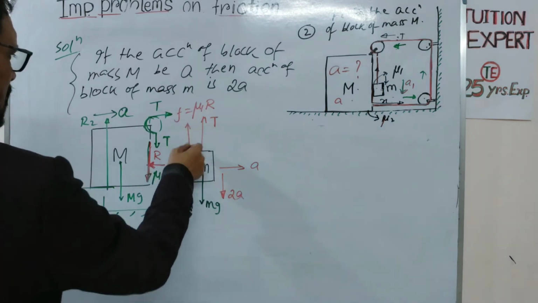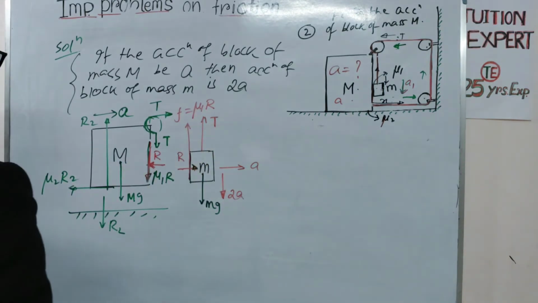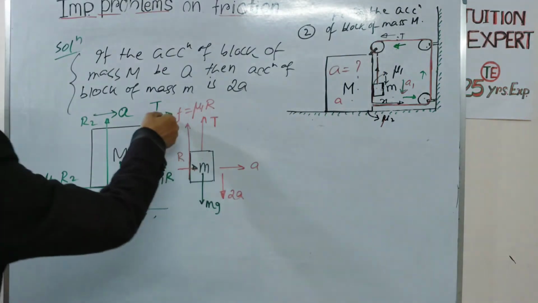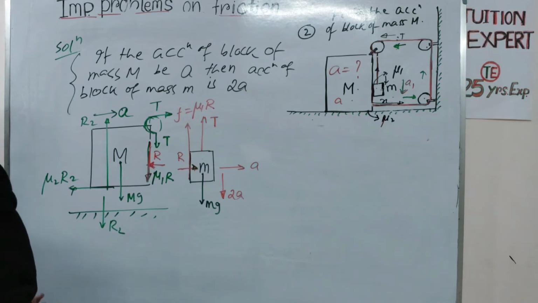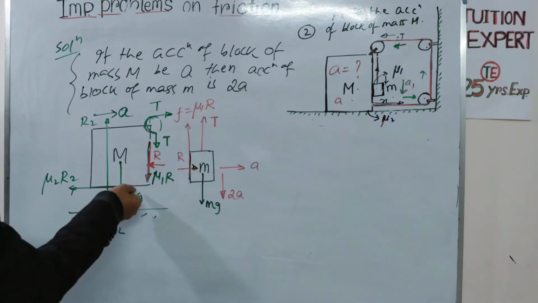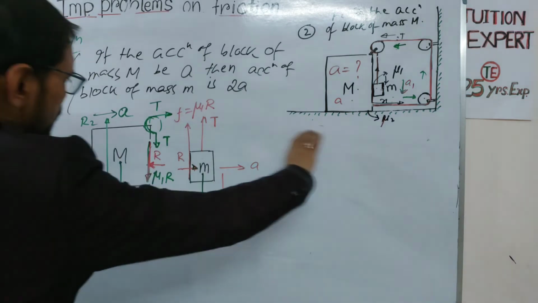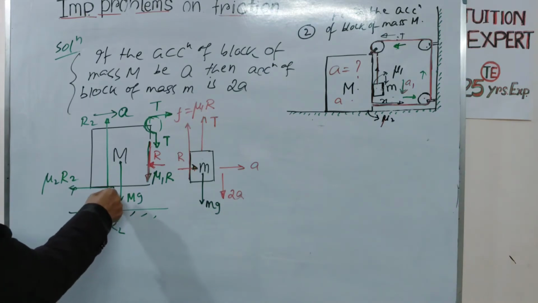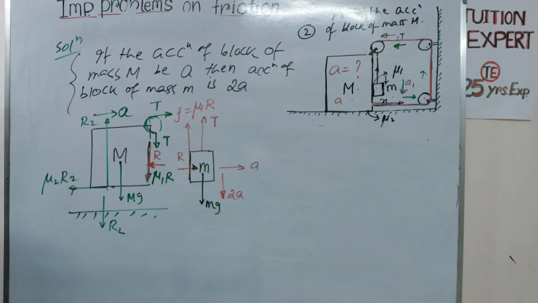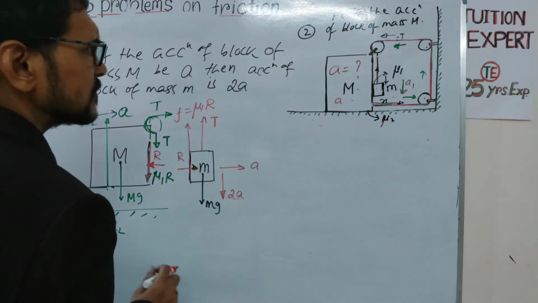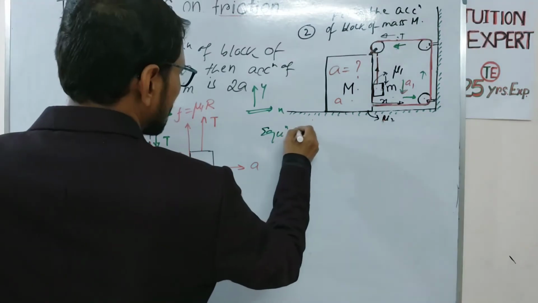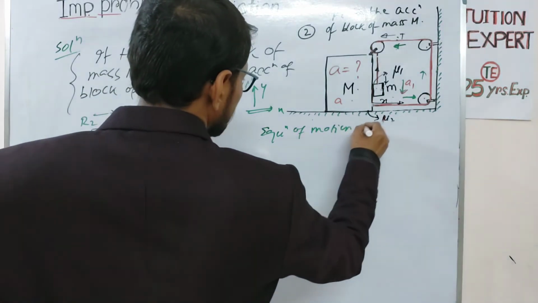So mu1 R acting, this is action, this is reaction. Now through this pulley the tension acts in this direction and the tension acts in this direction. And the weight of the block is mg acting downward, and there is friction, so the friction force acts in this direction because this block moves this way, and the normal force from the ground is R2. So I have shown the different forces acting. Now the equation of motion of each block.